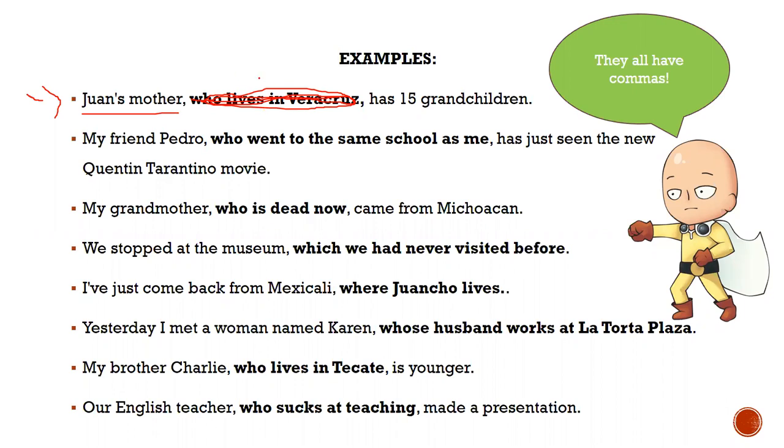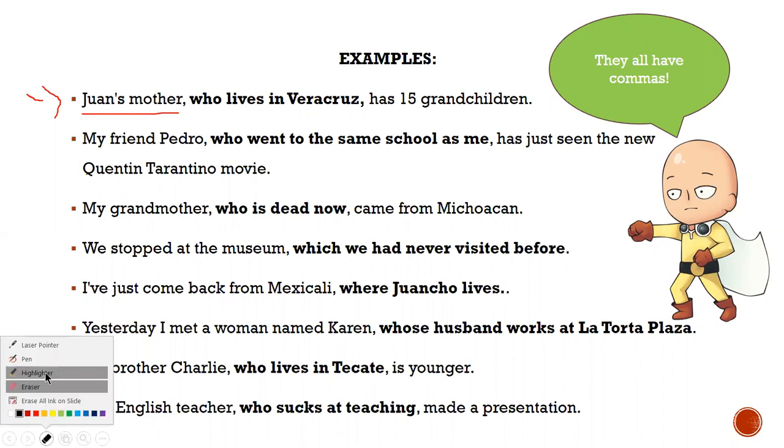Because this is not defining who we're talking about, right? That's why it's called non-defining. So in this case, it's also very important just to understand what the topic means. Defining, they define. Non-defining, they don't define. All right. So very important for you guys to follow that.